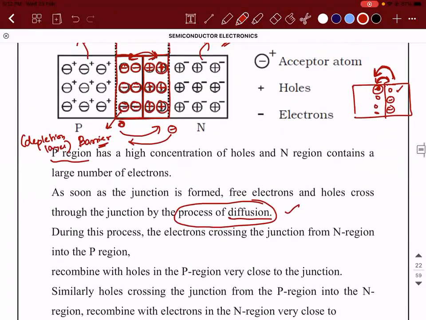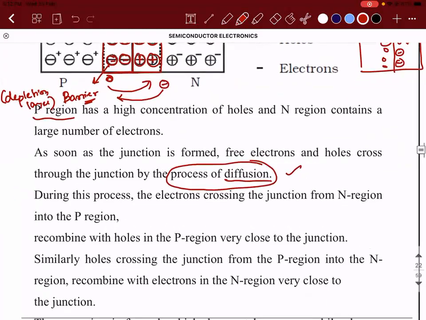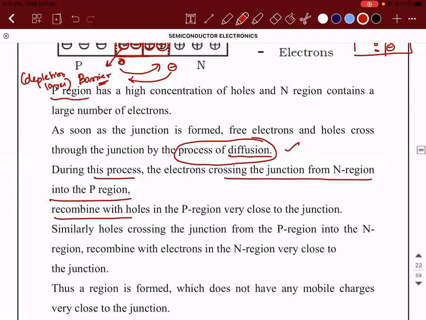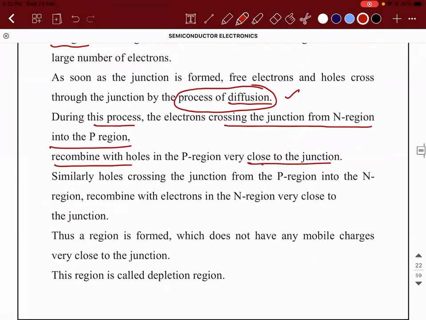Now, let me read out. During this process, the electrons crossing the junction from the N region into the P region recombine with holes in the P region very close to the junction. That is what I mentioned. Similarly, holes crossing the junction from the P type into the N type region recombine with electrons in the N region very close to the junction.